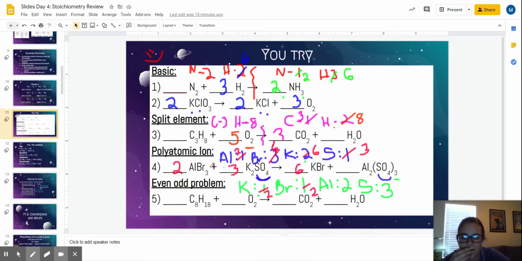And let's double check our work. We've got 2 aluminum here. We've got 2 aluminum here. We've got 6 Brs and 6 Brs. We've got 6 potassiums and 6 potassiums. And we have 3 SO4s and 3 SO4s. Success. So sometimes the ones you start with, you'll have to change later, but that's okay.